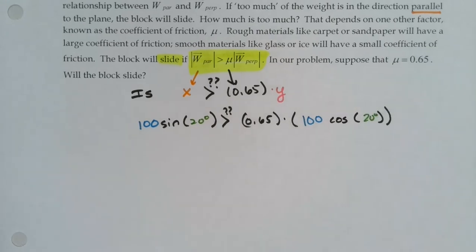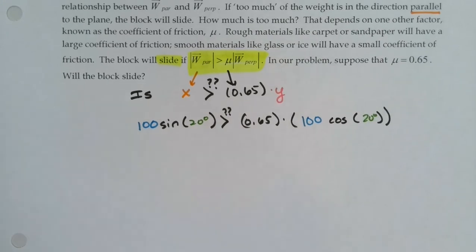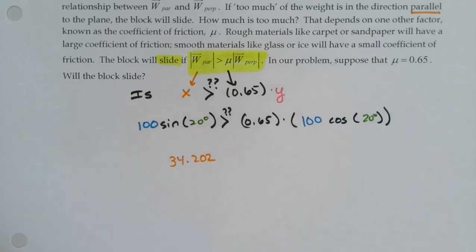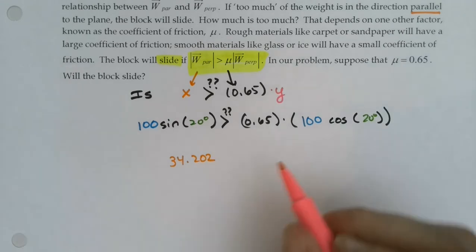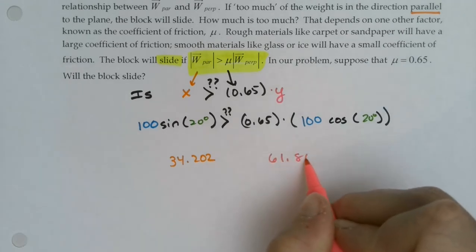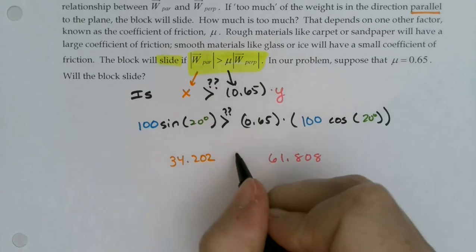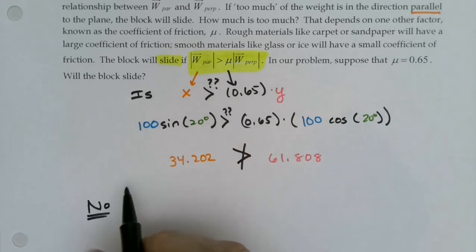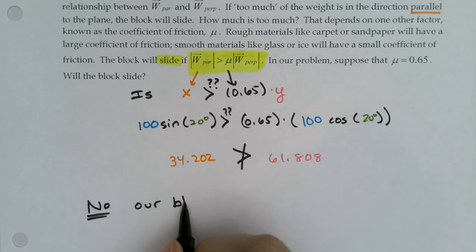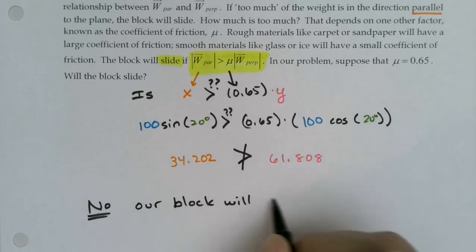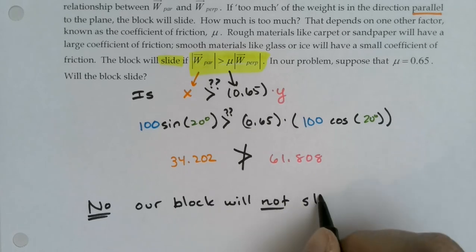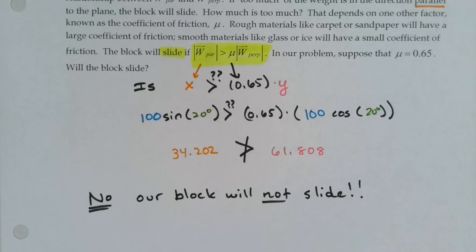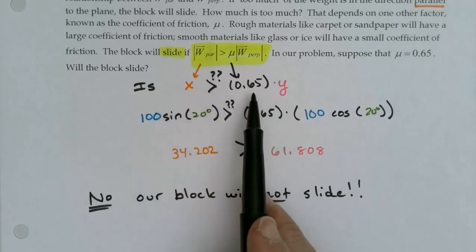So sticking these into a calculator or into Maple, whatever you like, this is 34.202. This part over here is 61.808. So it is in fact not greater than, which is good. Our block will not slide, because x is not greater than 0.65 times y.